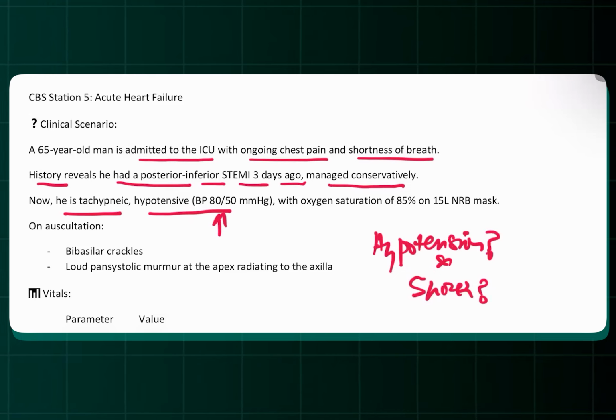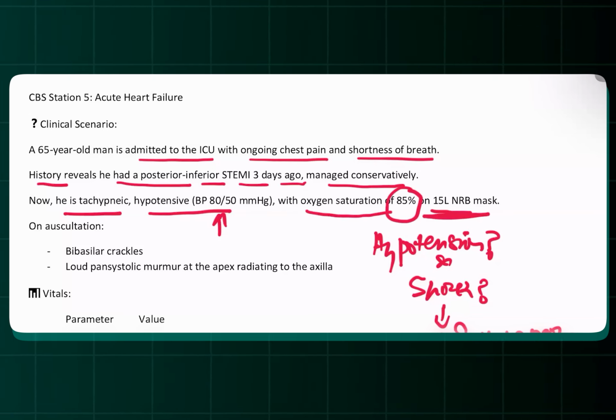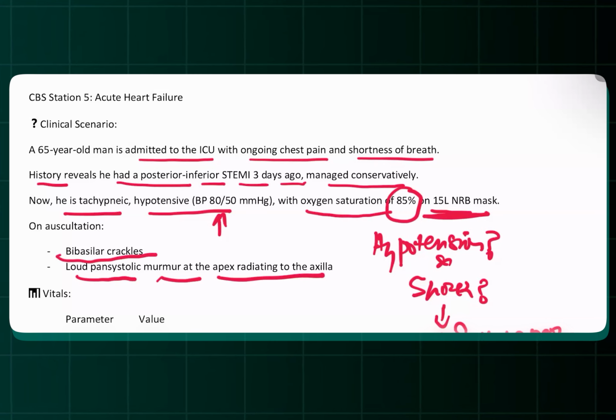In shock, there are obvious signs of end organ hypoperfusion, such as cold, clammy extremities, and elevated lactate levels. Any biochemical marker, it is lactate. So lactates are increased. This patient is hypotensive, tachypneic, with oxygen saturation of 85% on a 15-liter non-rebreathing mask. Chest has bibasilar crackles and there is a loud pansystolic murmur at the apex radiating to the axilla.